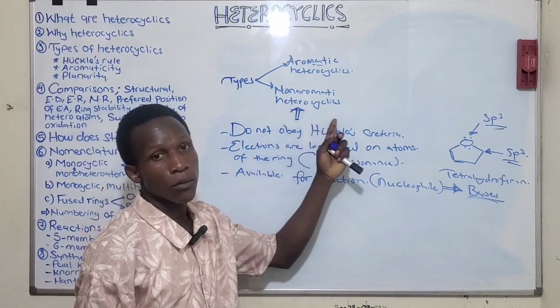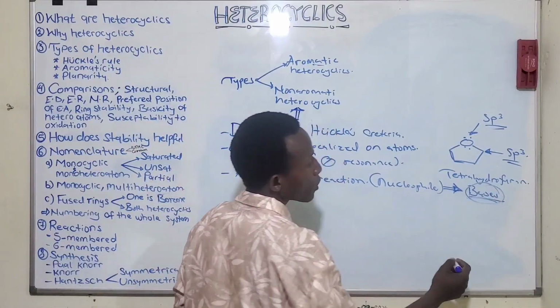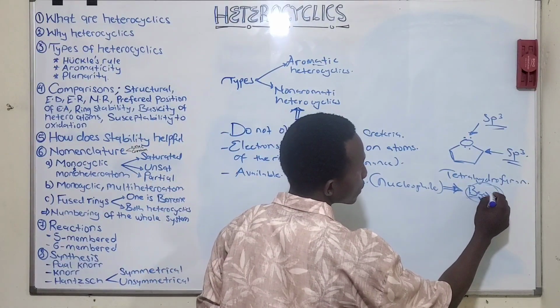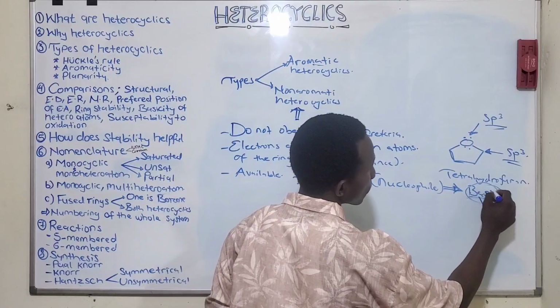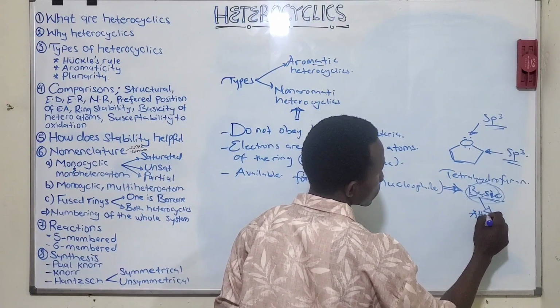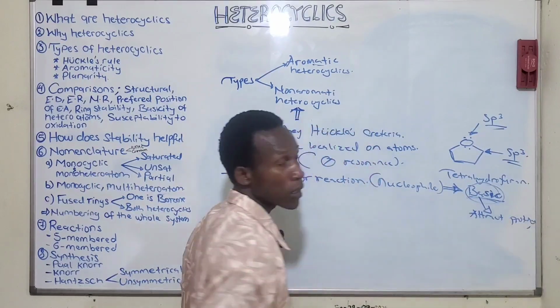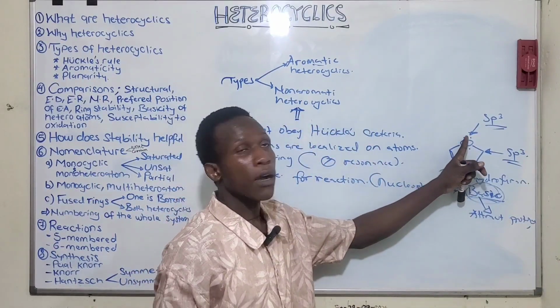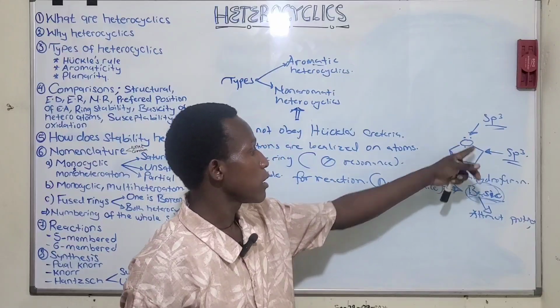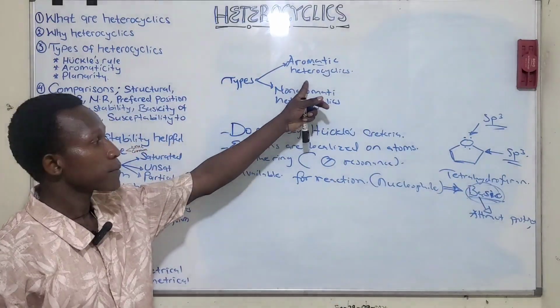These non-aromatics are more basic. When we talk about bases, basic or basicity, they are more basic, meaning that they can attract protons. They can attract protons because the electrons are available. So they are more basic than aromatics.